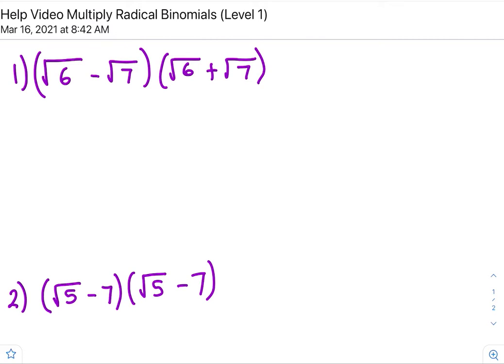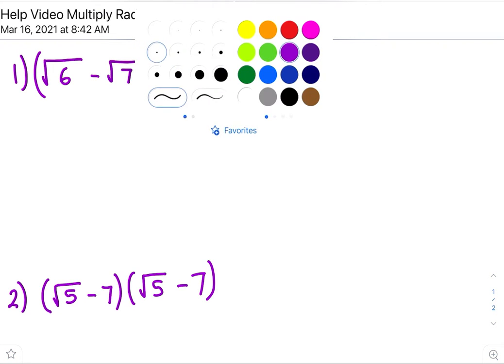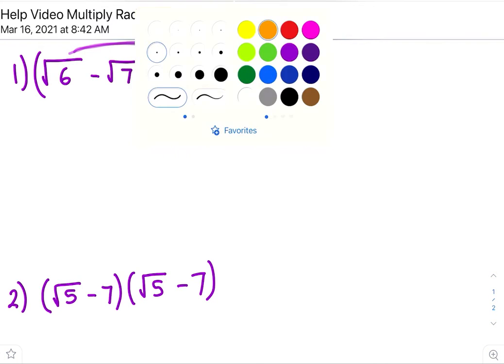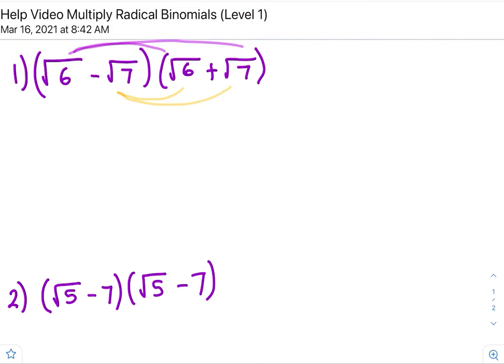Help video: multiply radical binomials, level 1. So here we are going to multiply these binomials, and as you can see, there are square roots. So we're going to do our double distribution, like how we did with imaginary numbers.